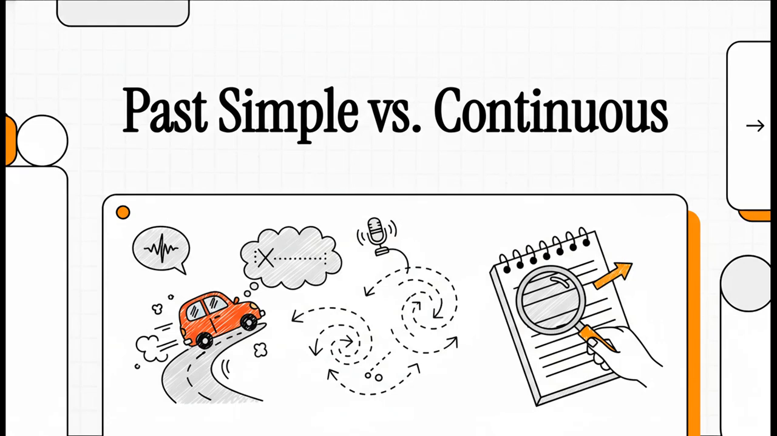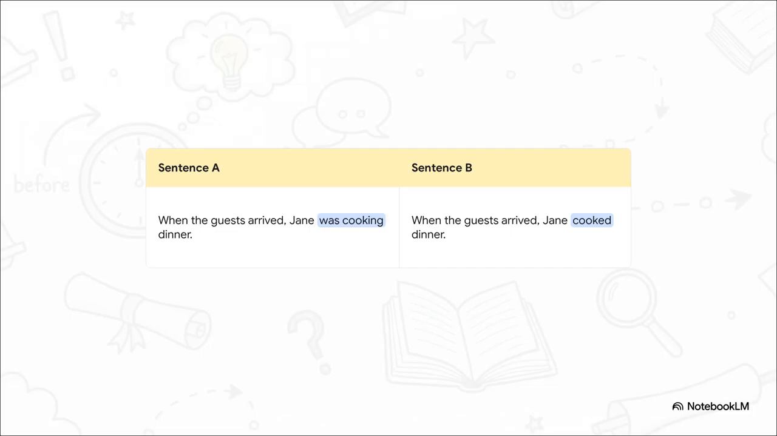Welcome to the Explainer. Have you ever tried to tell a story about something chaotic, like an accident, and it just came out all wrong? Well, today we are diving into two grammar tools that are going to turn that jumble into a crystal clear story. This isn't just about rules, it's about becoming a master storyteller. Okay, let's just jump right in.